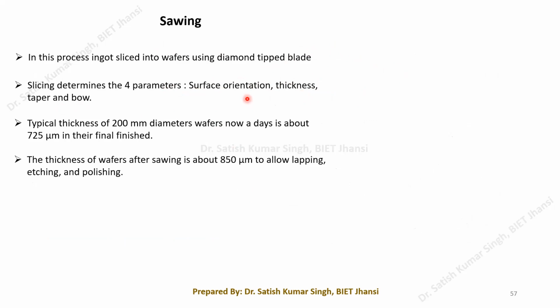Okay, what are the three things? That is the surface orientation, its thickness, tapering, and the bow. These are the four parameters which will be decided by the sawing process. As I already explained, the way we cut our ingot is going to decide the surface orientation. Then obviously the thickness, what thickness we want to cut. Now there are two other parameters, called the tapering and the bow.